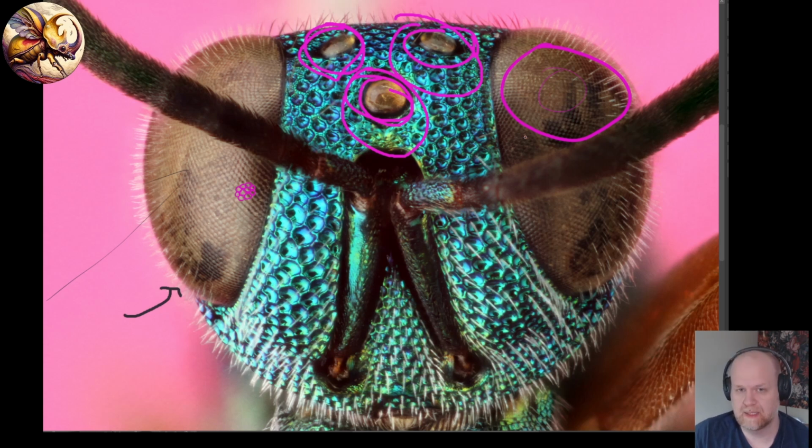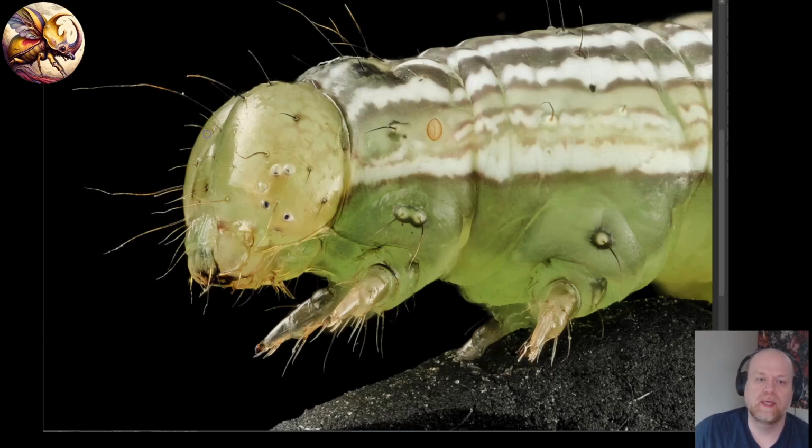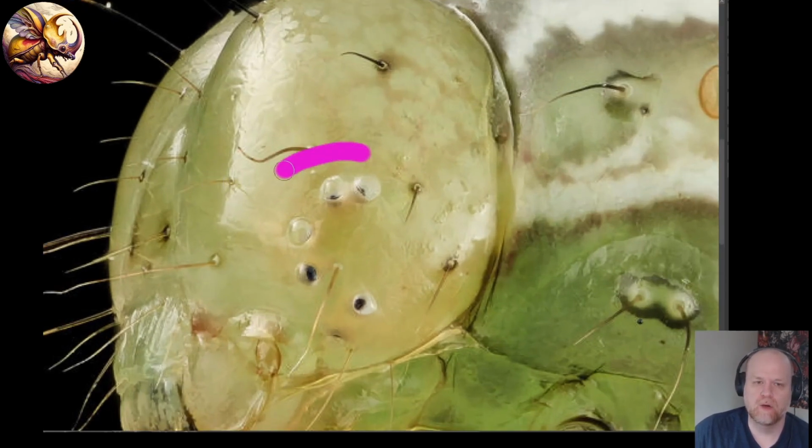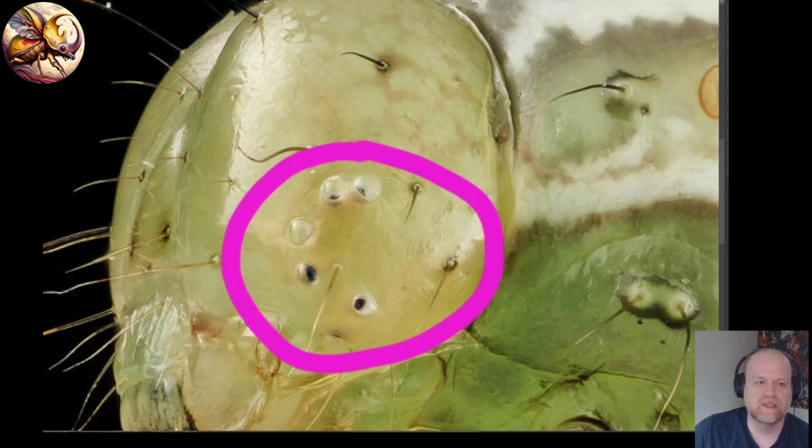For holometabolous insects, ones which are larvae that then pupate and become adults, they go through a complete metamorphosis, and they have a different eye structure. What they have are called stemmata, or the larval ocelli. So stemmata are individual lenses, just like the ocelli.